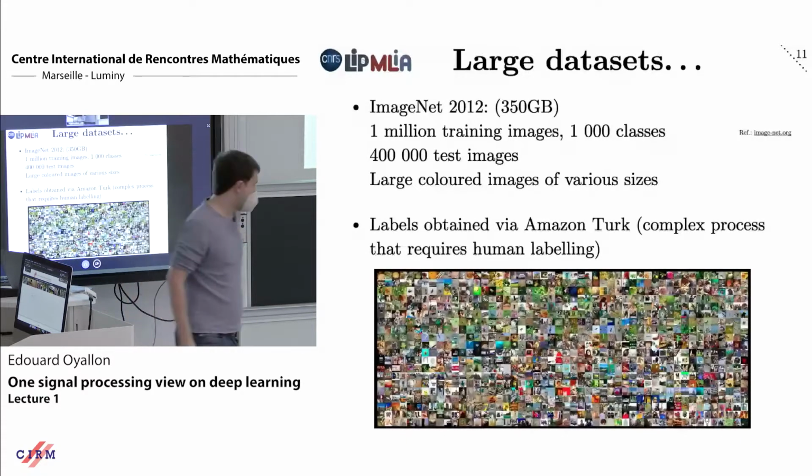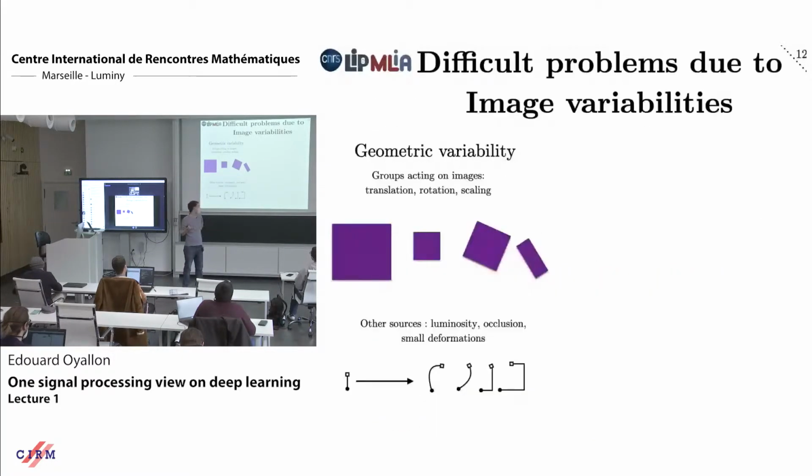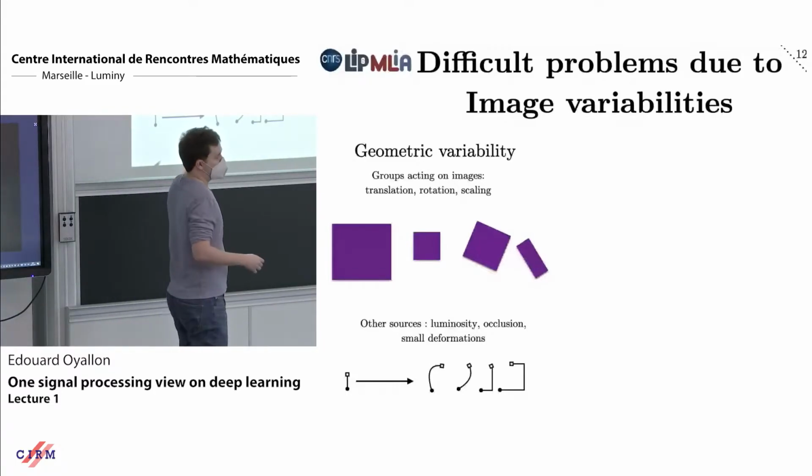The reason why image classification is a difficult task is mainly because you have some geometric variabilities. As I said, translation, rotation, scaling. You can also think in terms of luminosity, when you vary the contrast of your image, or also occlusion, when you, for example, put an object in front of another object, those kinds of things. And also small deformations.